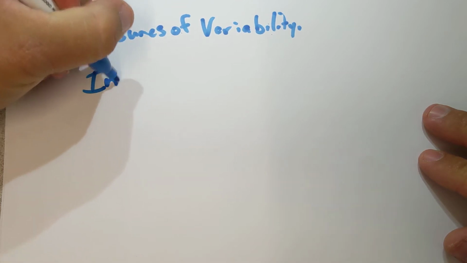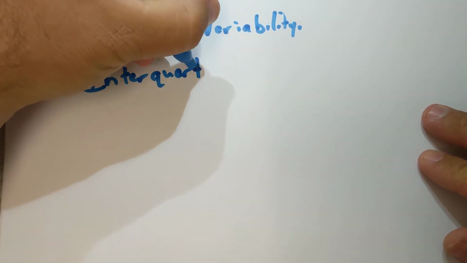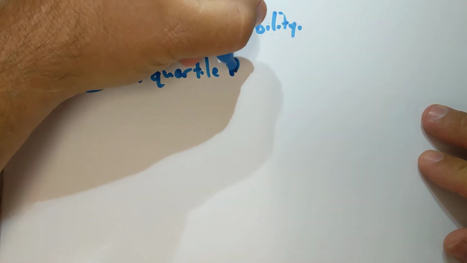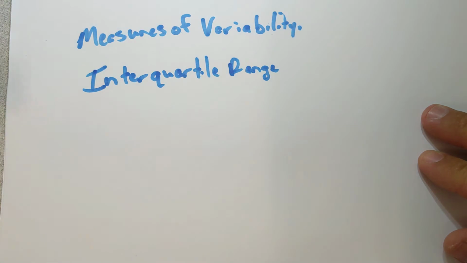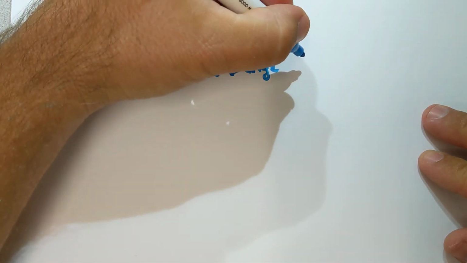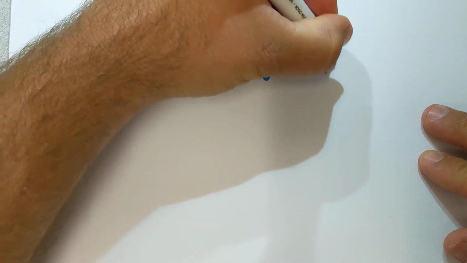So the interquartile range, also called the IQR.